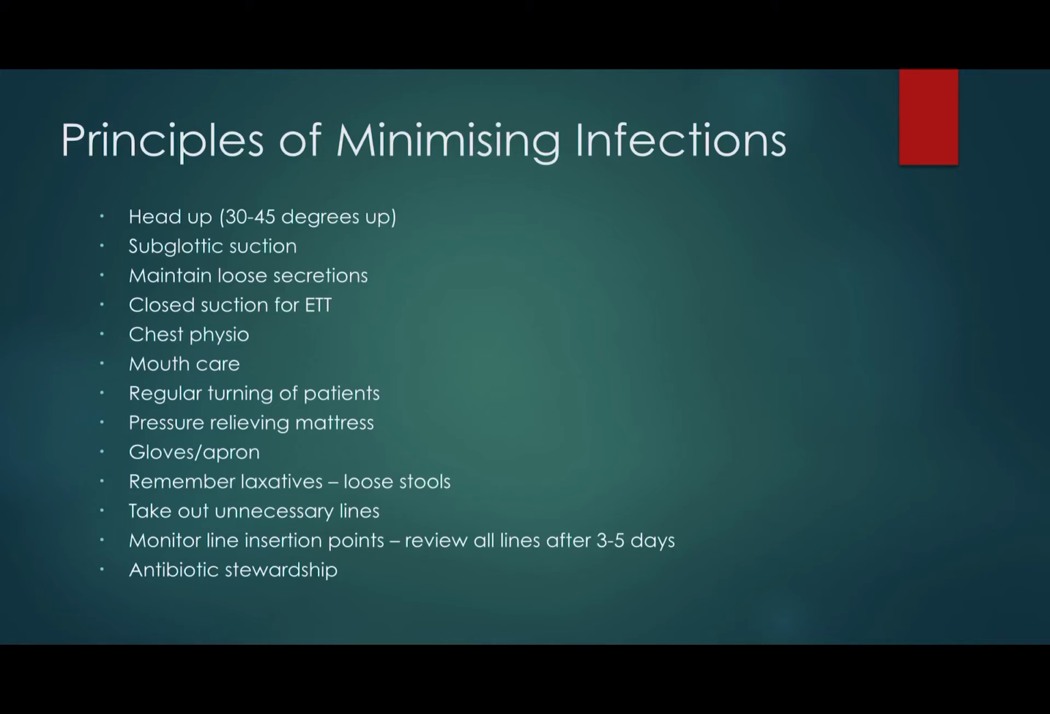One key point in infection control in intensive care is to take out unnecessary lines, and always ask yourself the question, do they need the line? And if not, take it out. If you can, try and convert patients from central lines to peripheral lines, because peripheral lines do not cause as much septicemia as central lines do, and it's much easier to detect an infection in a peripheral line than it is in a central line.